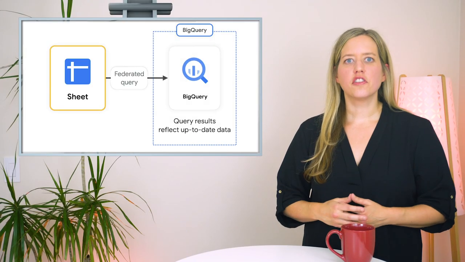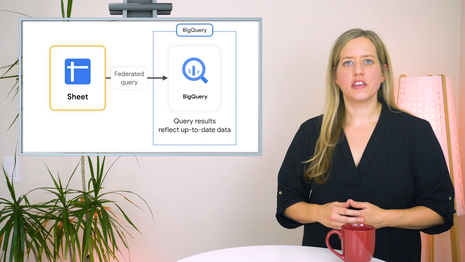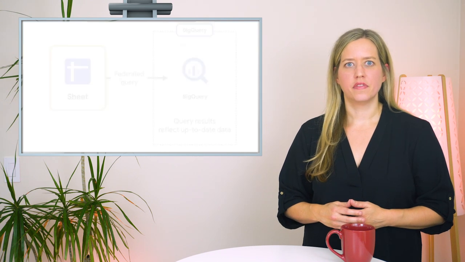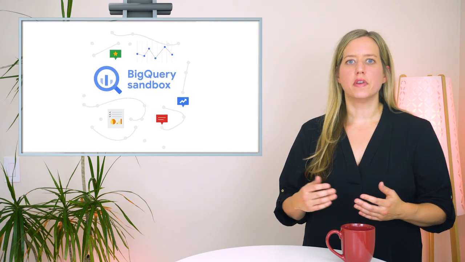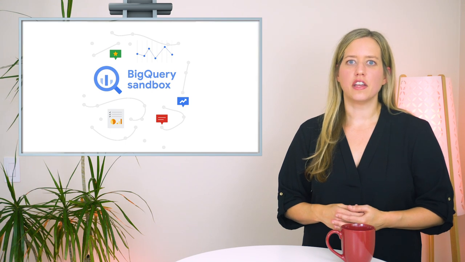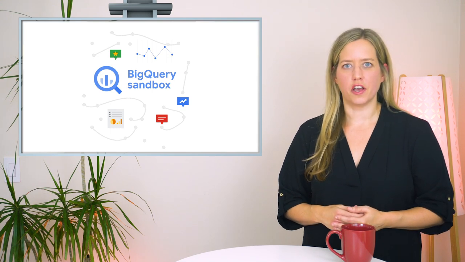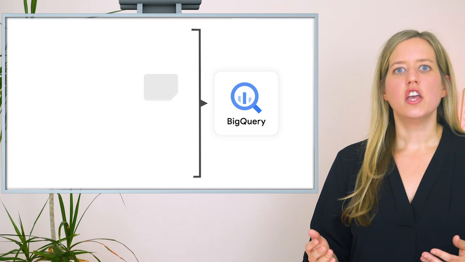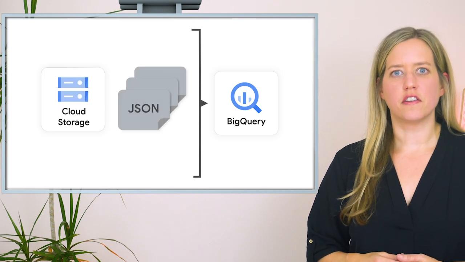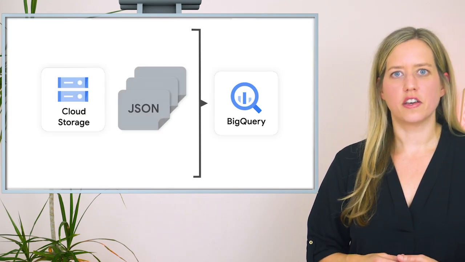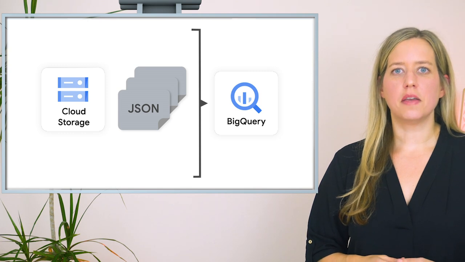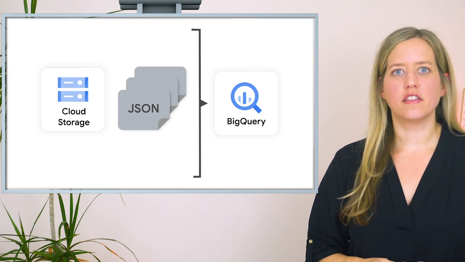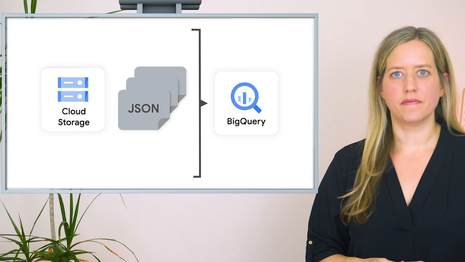Okay, so now let's look at the how for setting up external data sources in BigQuery. You can follow along in your own BigQuery sandbox. If you don't have one yet, set one up following the video link below. In this example, you'll run a query over a collection of JSON files located in a cloud storage bucket. These files have the flight performance data for all domestic flights in the United States from 2014.